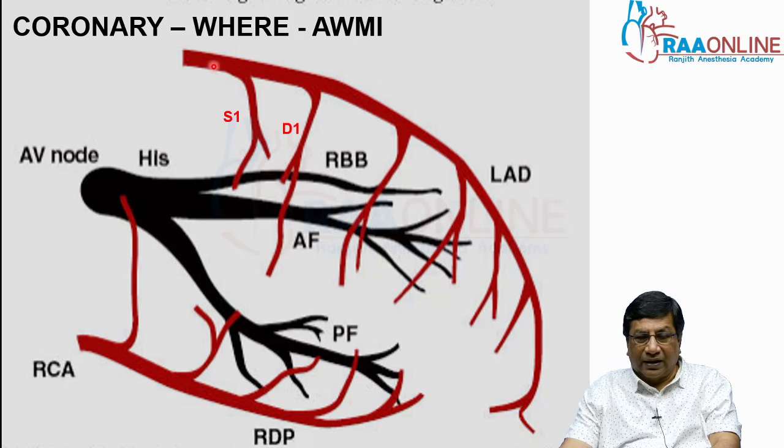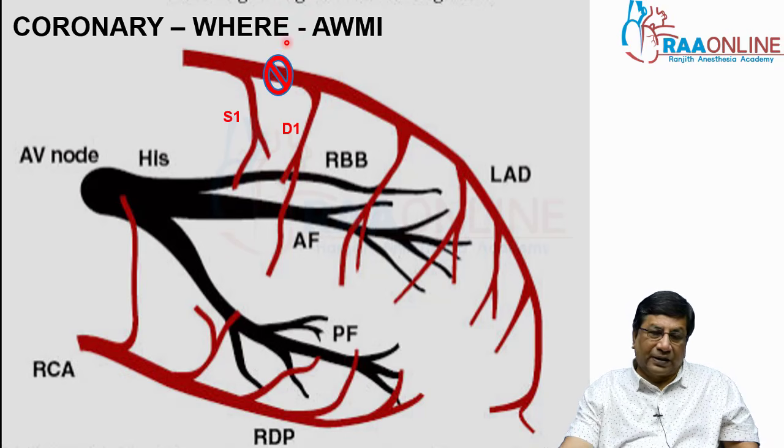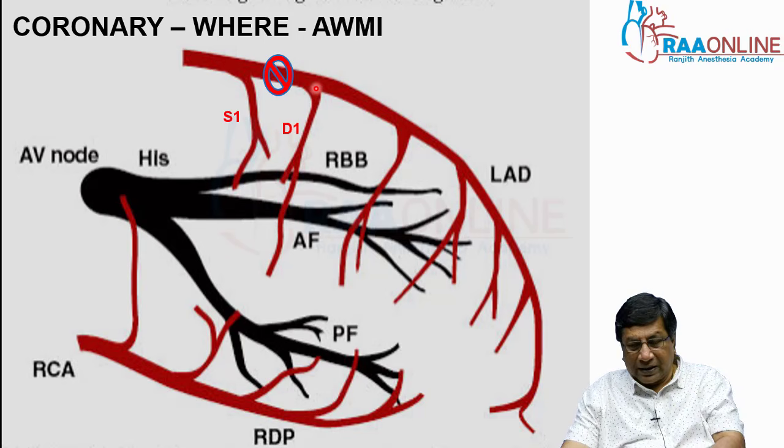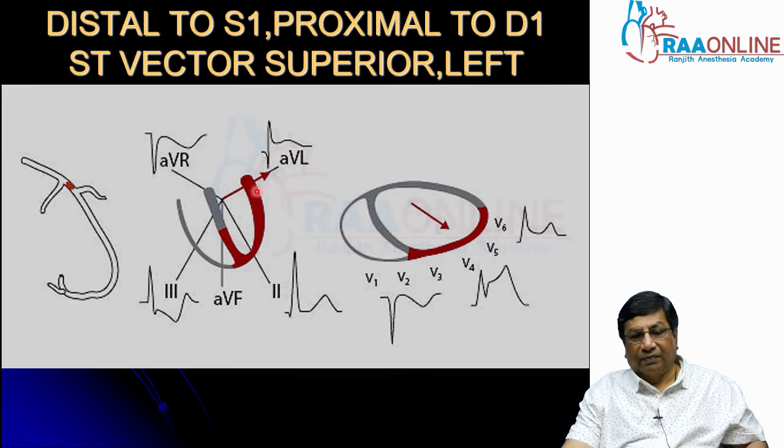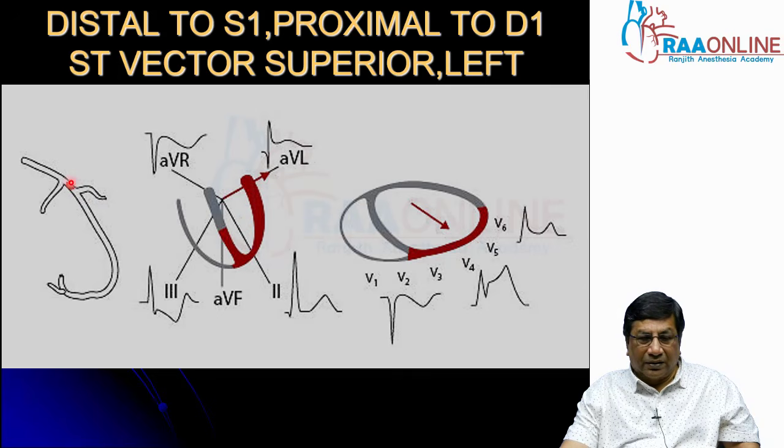Having seen that the proximal LAD lesion will produce these changes, we come to a mid LAD lesion, where it is beyond the first septal branch but proximal to the first diagonal branch. So what will be the ECG changes here? What will be the ST vector here? Now I have a lesion beyond first septal but proximal to the first diagonal. The first diagonal is the one which supplies the high left lateral wall. The first septal is the one which supplies the basal septal wall.